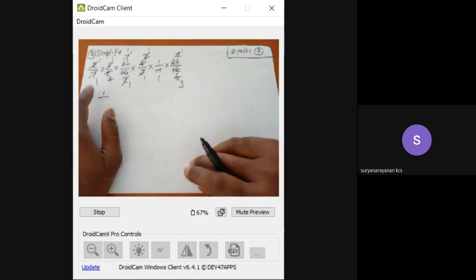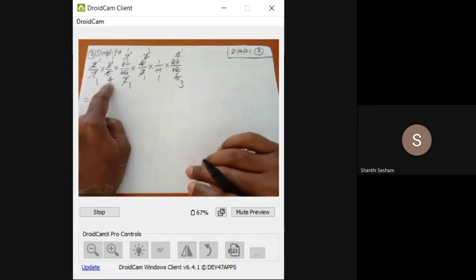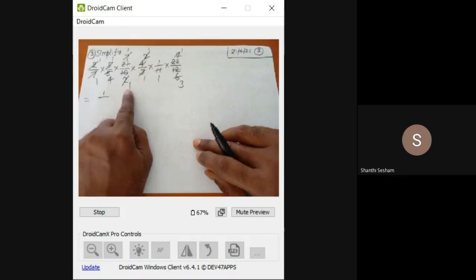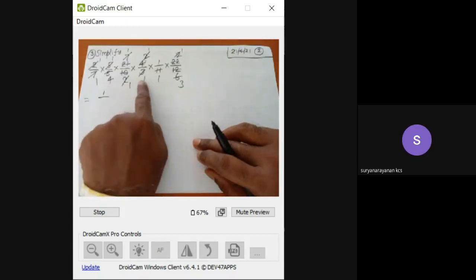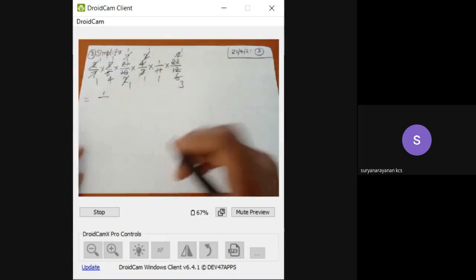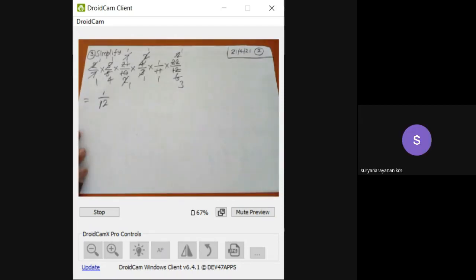Denominators, can you tell me, Shanti, what will you get? 1 into 4. Sir, 4. 4 into, again, see here, what is the number here? 4 into 1, 4. 4 into 1, 4. 4 into 3, 12. Sir, 12. Yes, sir.